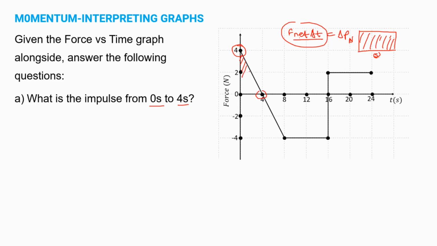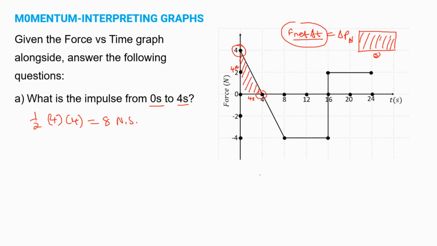But now, the shape we have here is a triangle. So we're going to use the area of a triangle, which is half times base times height. Our base is 4 seconds, and our height is 4 newtons. So it's going to be half times 4 newtons times 4 seconds. Do you see that even the units are coming from this? Because the unit for impulse is newton seconds, from newtons times seconds. Right, so it's 4, then we get what? We get 8 newton seconds.